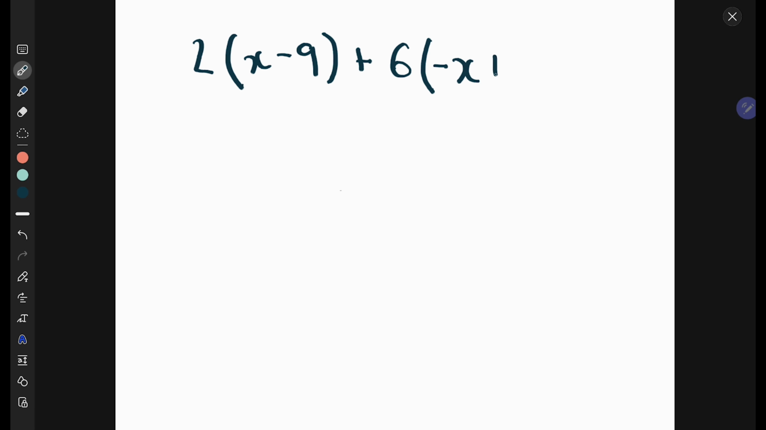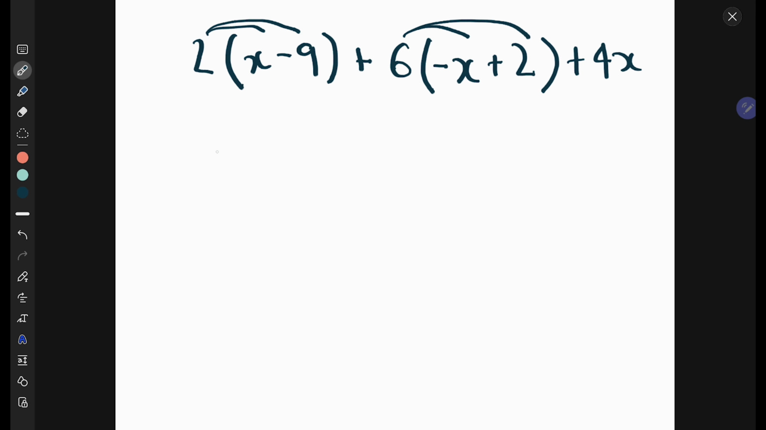So I'm gonna get you guys to do this. Let's have 2x minus 9 plus 6, minus x plus 2 plus 4x. Now this might be pretty big, but let's go through it together. So first we're gonna expand the brackets.